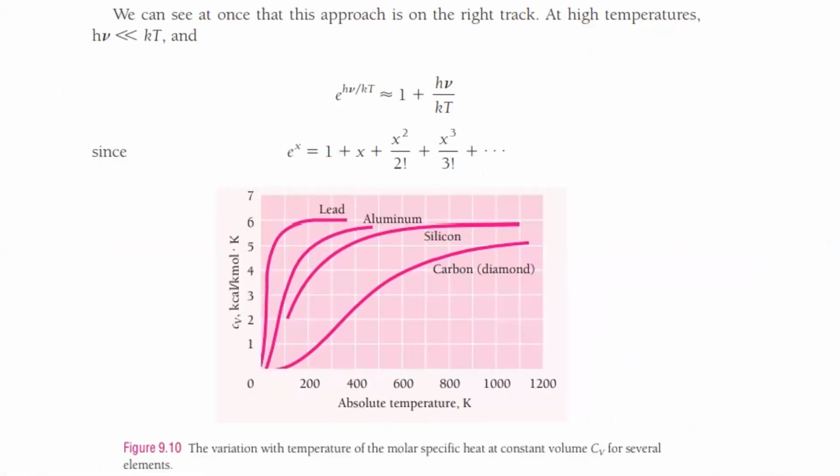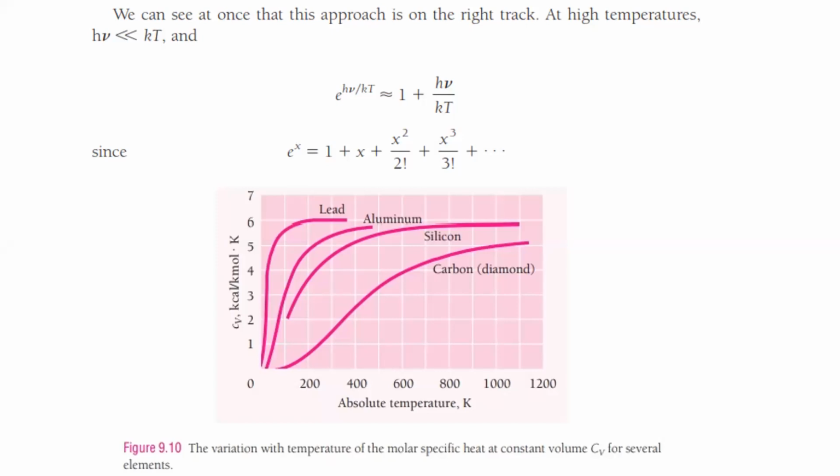Let us look. We can see that this approach is on the right track because at high temperature, h nu will become very much less than kT, and then e to the power h nu by kT, because of its exponential nature, will be equal to 1 plus h nu by kT, because you know very well how to expand an exponential e to the power x. So what do we get?